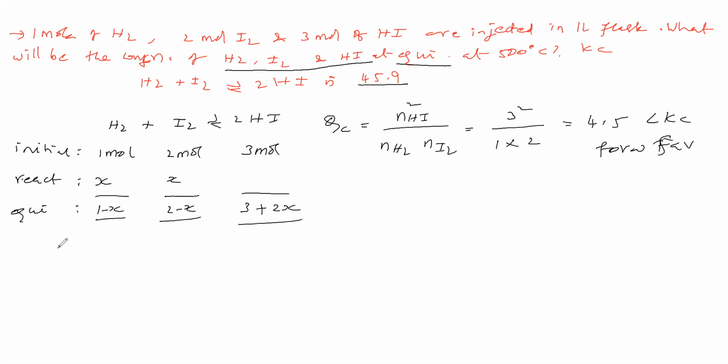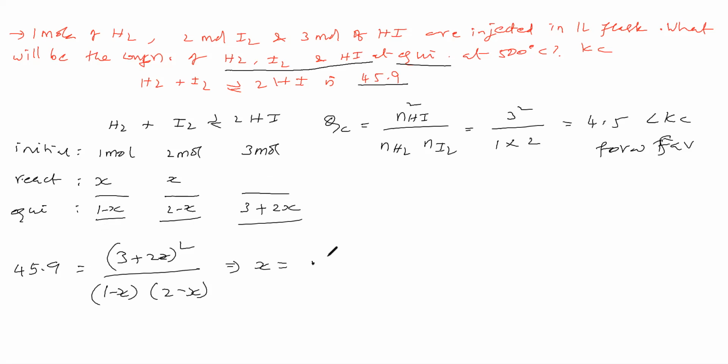Now we will go for the Kc expression. Kc is 45.9, that is equal to HI moles 3 plus 2x whole square by H2 moles 1 minus x, I2 moles 2 minus x. We will simplify this and calculate x. So x is 0.684.